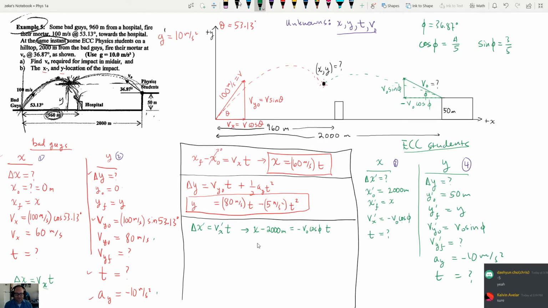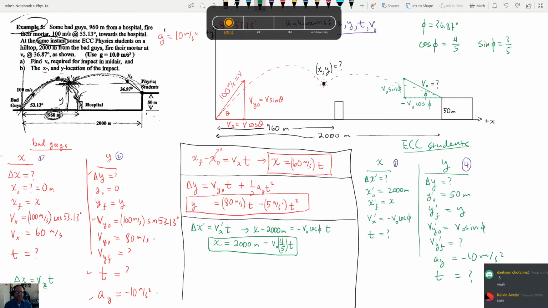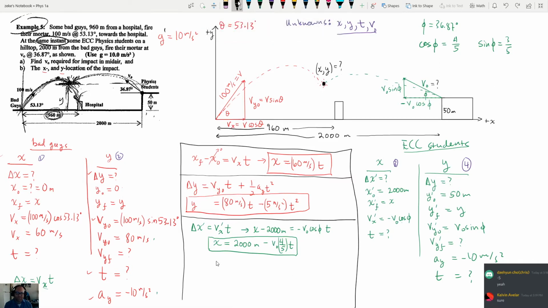Let's plug in the cosine phi, and we're going to move the 2,000 to the right-hand side of the equation, so we're going to get x is equal to 2,000 meters minus v naught. Cosine phi is 4 over 5, so we'll multiply by 4 over 5. And there's going to be a t in there. All right? Got that equation? Let me underline that one.